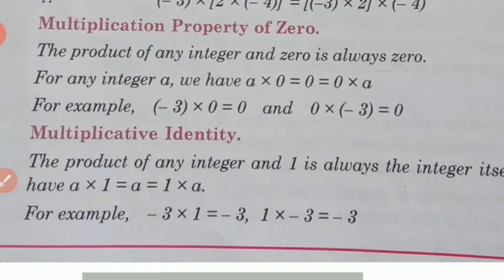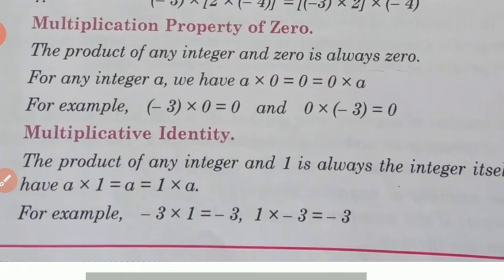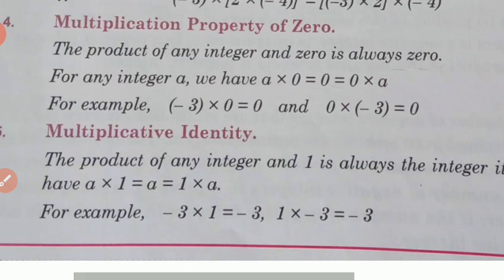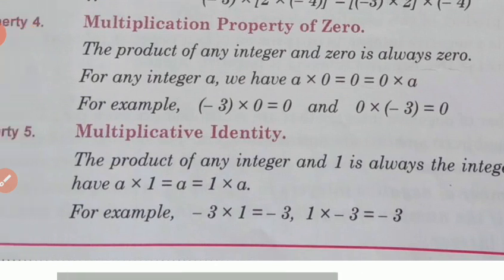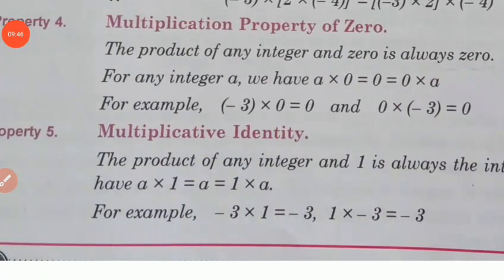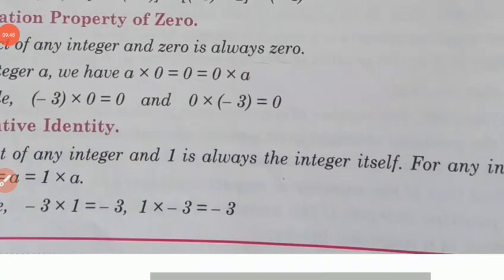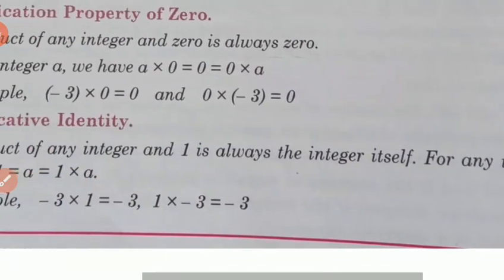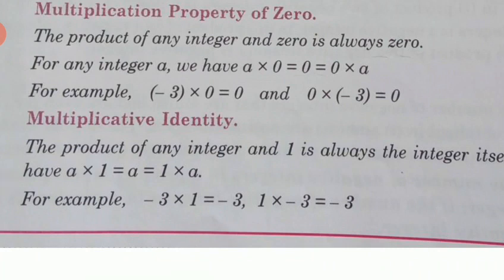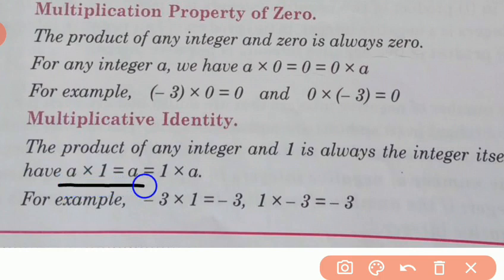Identity means if you multiply any integer by the given number, we will get the same integer. The product of any integer and 1 is always the integer itself. For any integer a, we have a into 1 is equal to a, and 1 into a is equal to a. You have seen that we have taken a as an integer. If you multiply it by 1, we will get the same integer, a only. So that one is known as the multiplicative identity.